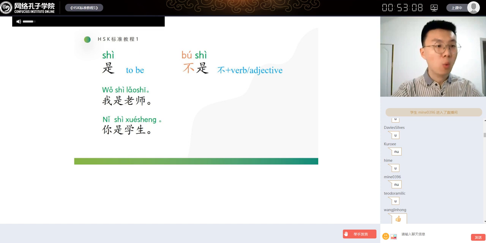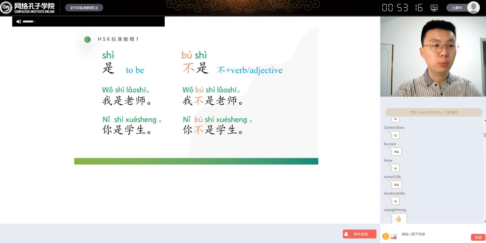Like this, 我是老师. So the negative form should be 我不是老师. 我是学生. So the negative form should be 我不是学生. These two sentences, they are negative form.